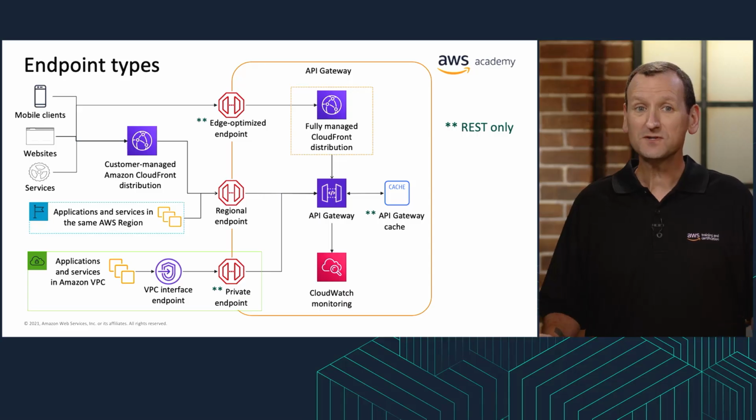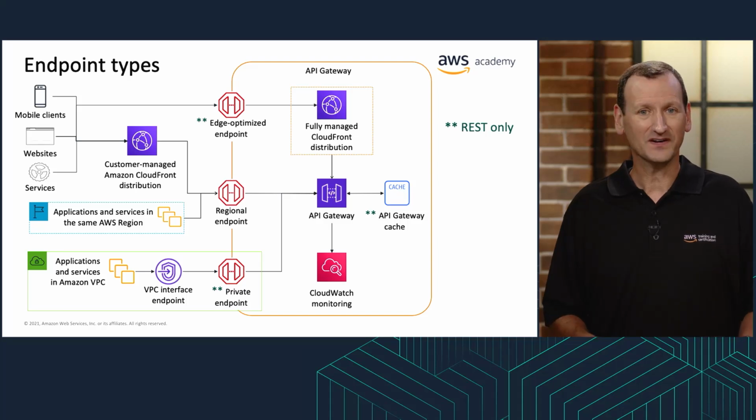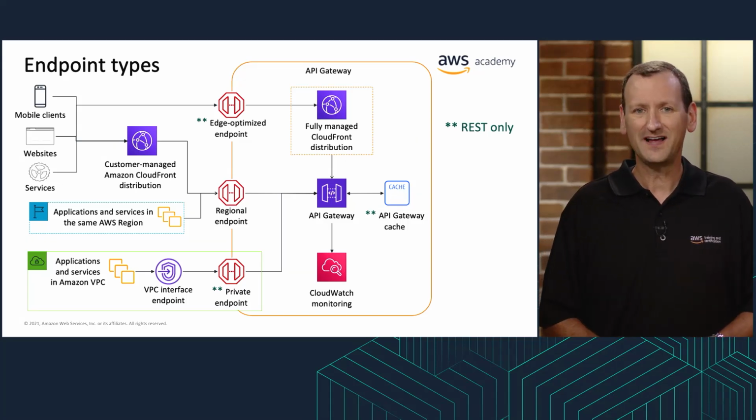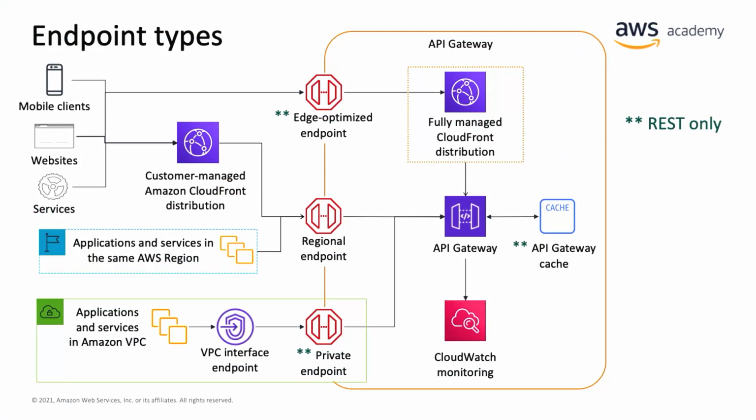REST APIs also provide the option of private endpoints, which are accessible from only within Amazon Virtual Private Cloud, known as Amazon VPC. This endpoint type is designed for building APIs that are used internally or by private microservices.